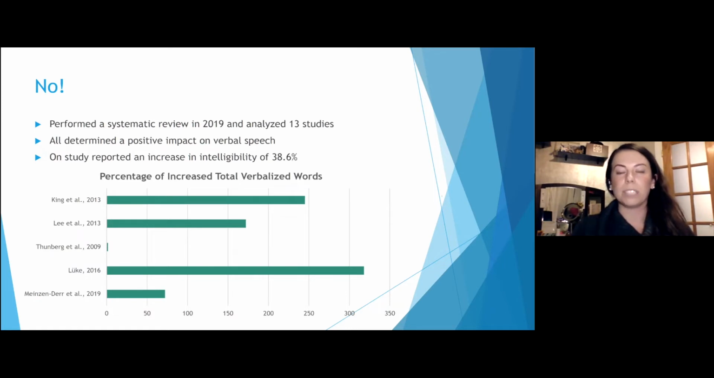The studies that are in this chart show that there was a percentage of increased total verbalized words. So they started to increase the number of words that they were actually verbalizing since beginning the study and prior to a speech sharing device being implemented.